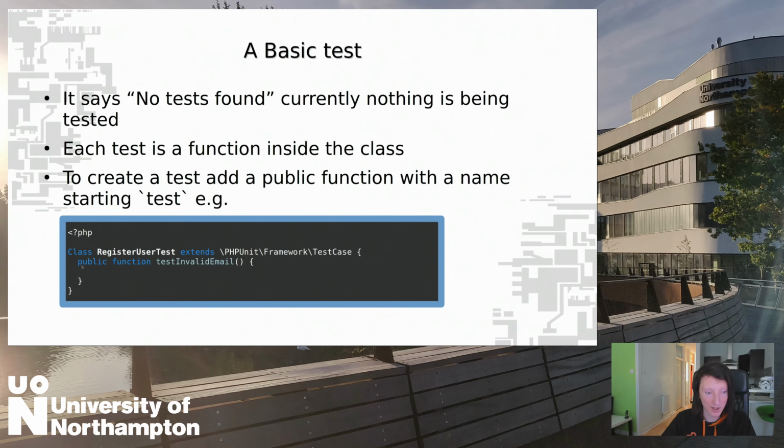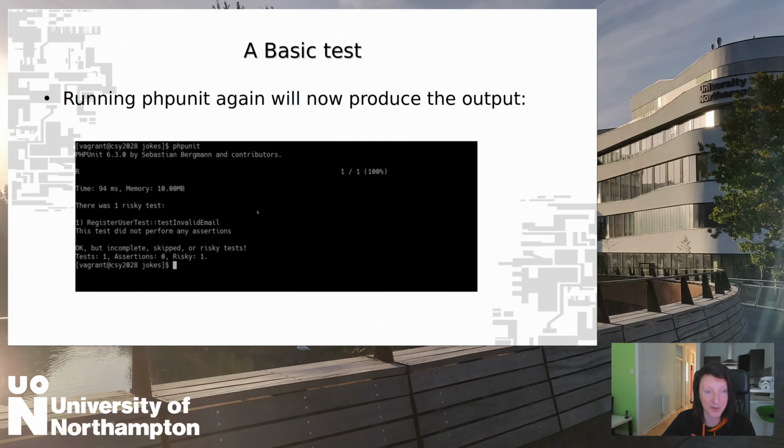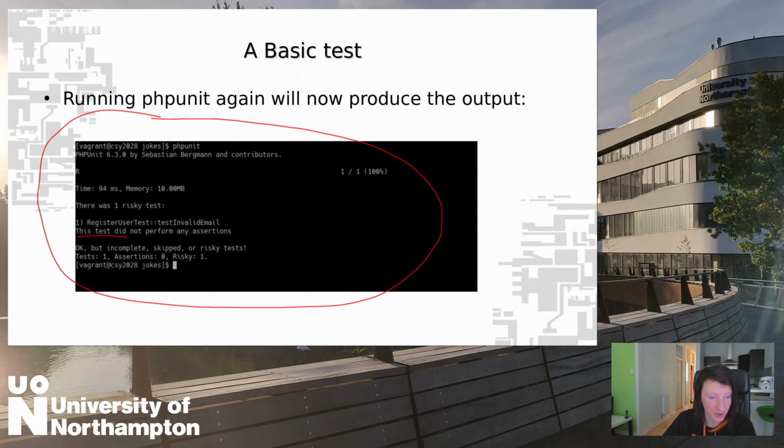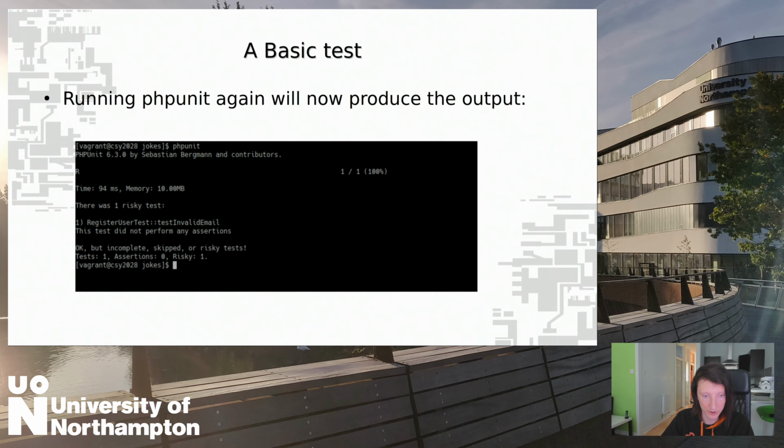So after adding the function, even though there's no code in it, we can run the PHPUnit command again, and it will say something like this. This test did not perform any assertions. That's because the test isn't actually doing anything at the moment. But we can see that it is running this test, and it knows that it exists. It's just not doing anything because there's no code in there. So what does it mean by this test did not perform any assertions?